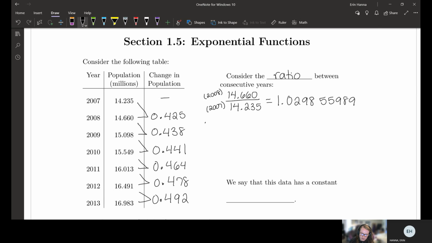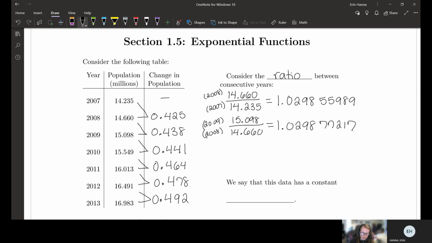Now let's look at a couple other consecutive years. Let's go from 2008 to 2009 now. In 2009, we had a population of 15.098. We're going to divide that by the population in 2008, 14.660. This is going to get us 1.029877217.